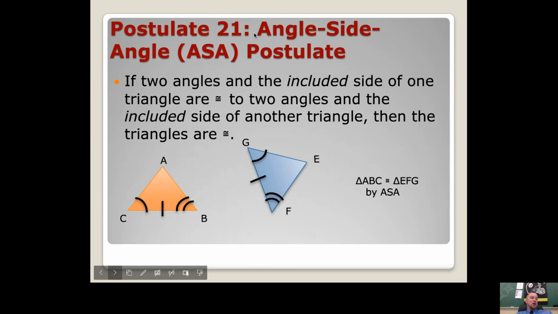And that's what this postulate 21 tells you. It's the angle side angle postulate. Don't read it as ASA or ASA. It's angle side angle. And here's what it looks like. You've got your two pairs of congruent angles, you've got a pair of congruent sides, and they're included. They're in between the congruent angles. These two triangles must be the same size and shape. It's impossible for them to be different.